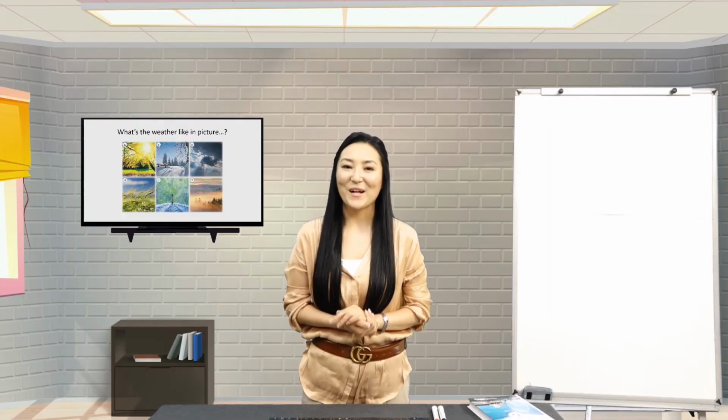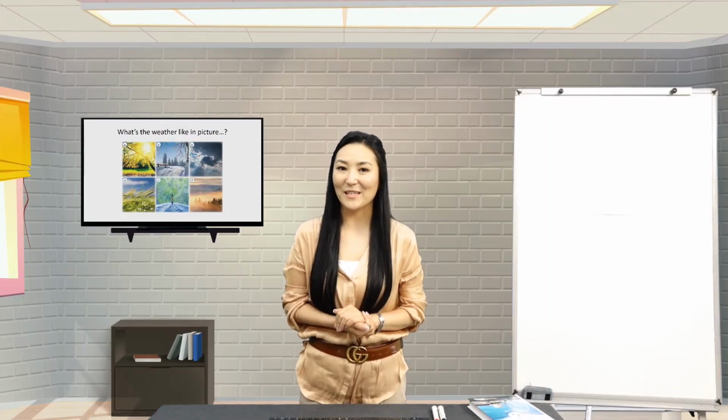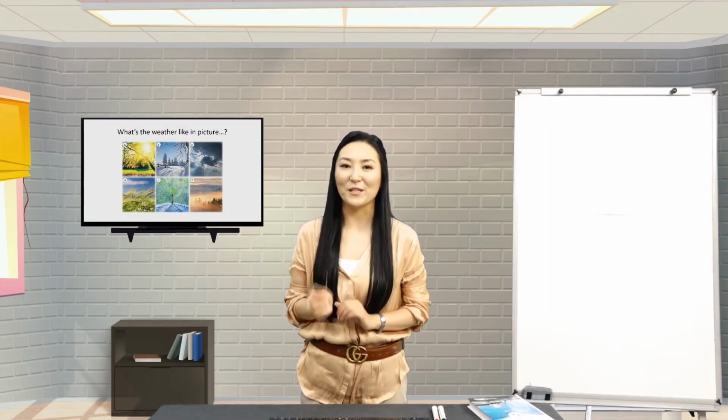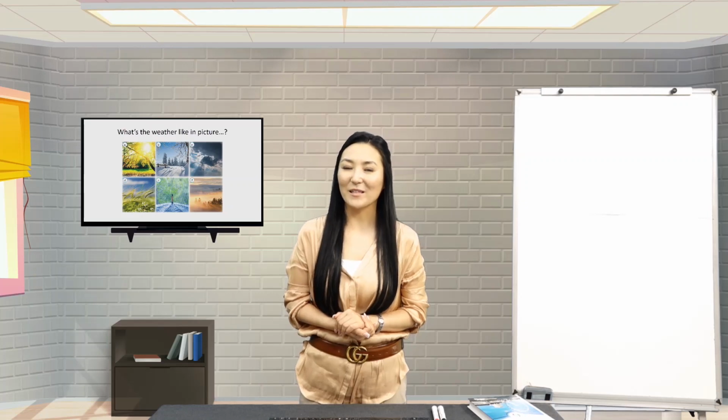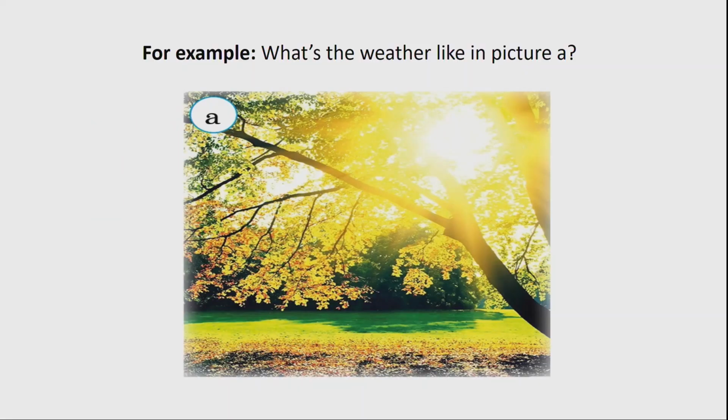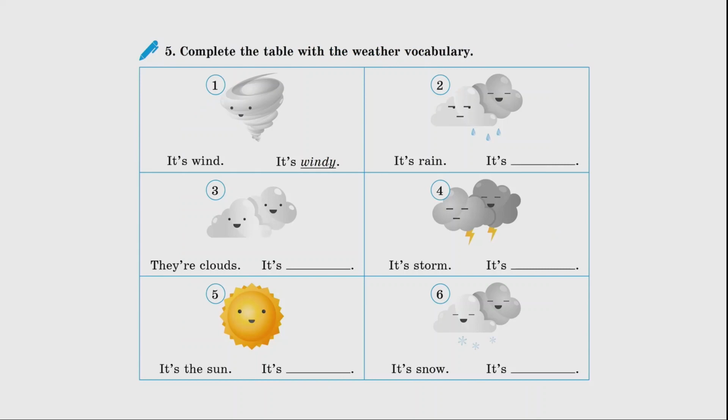Good job! Now work with your classmate again, point to the pictures, then ask and answer the question. What's the weather like in pictures A or B? For example, what's the weather like in picture A? Right, it's sunny. Now let's complete the table with the words about weather.